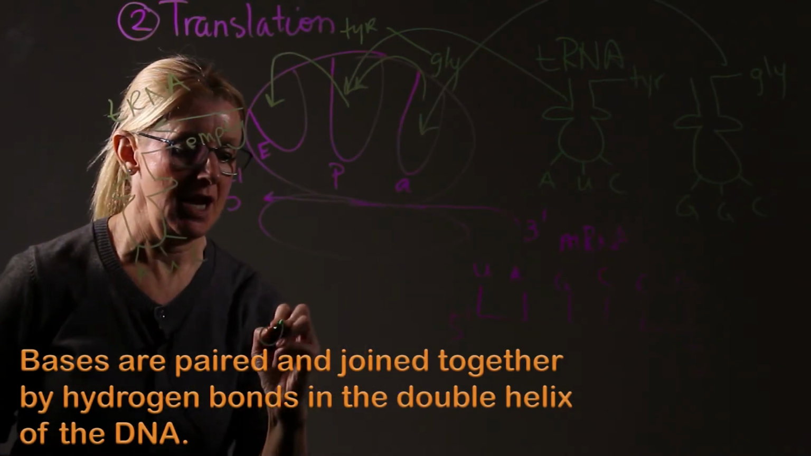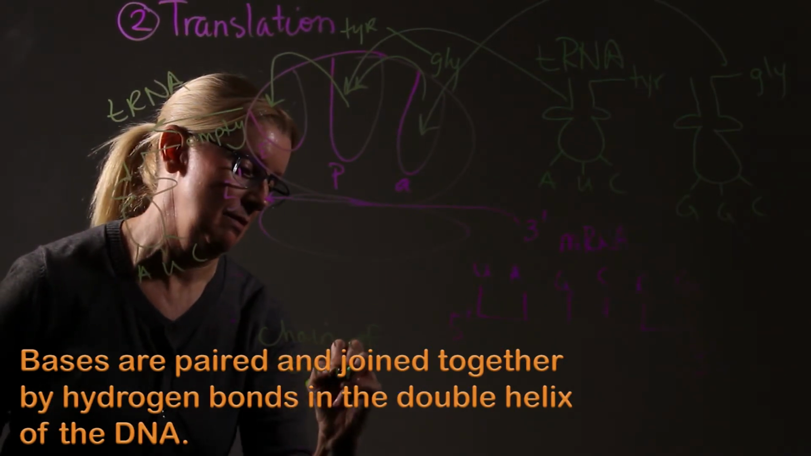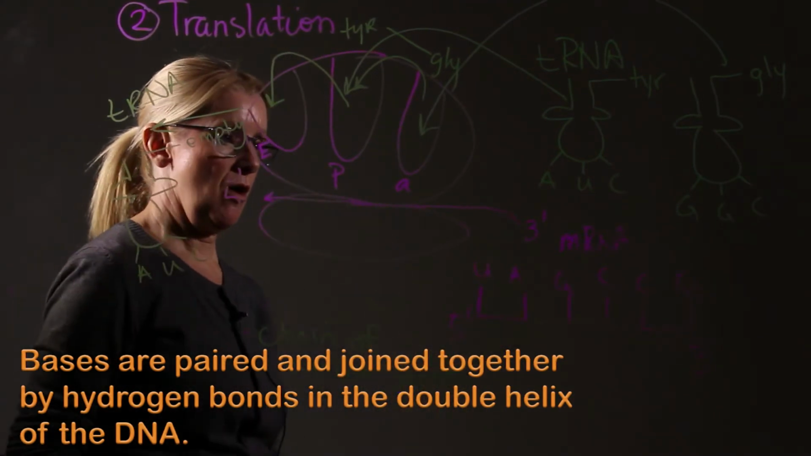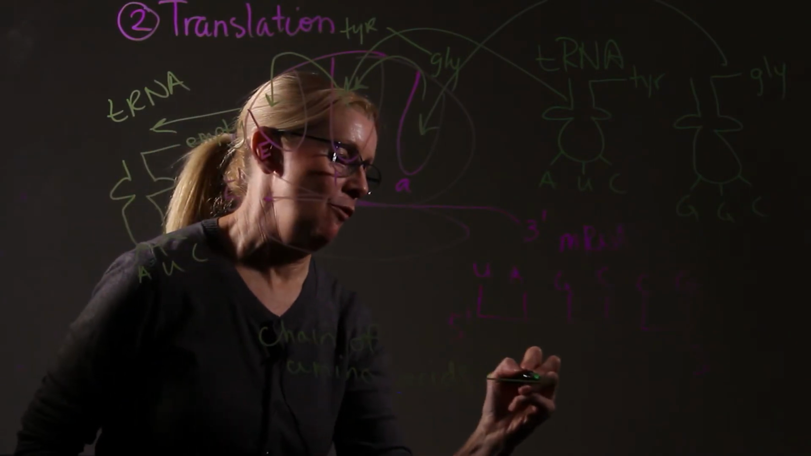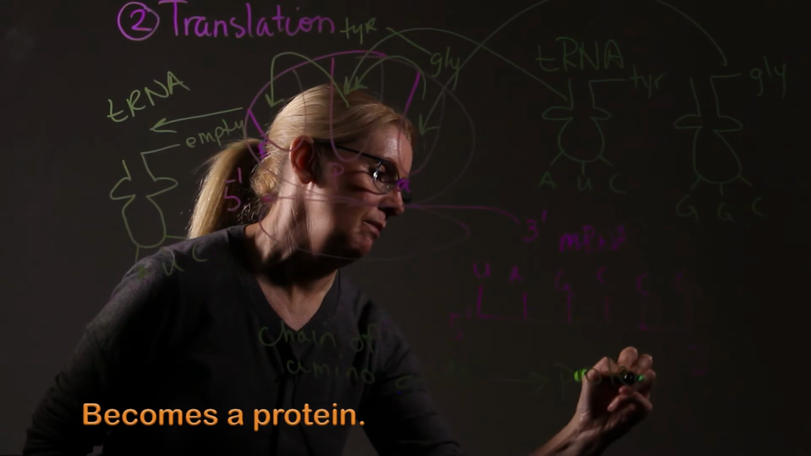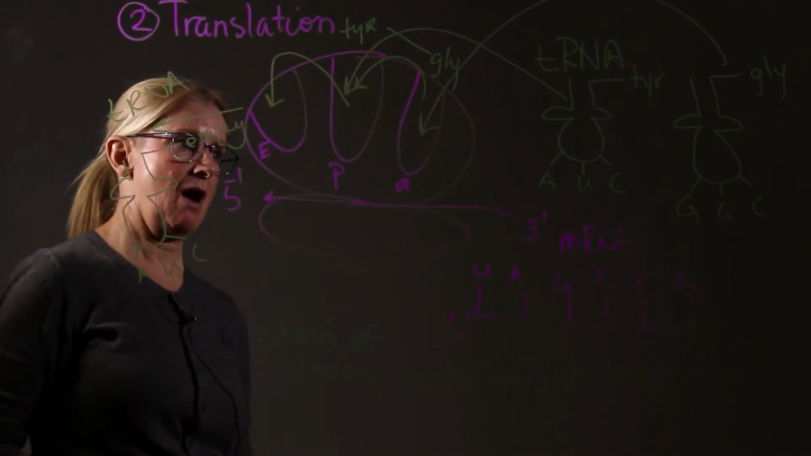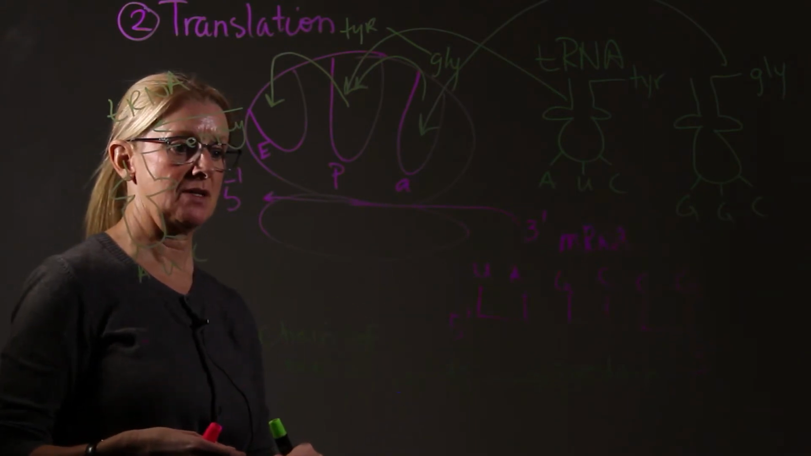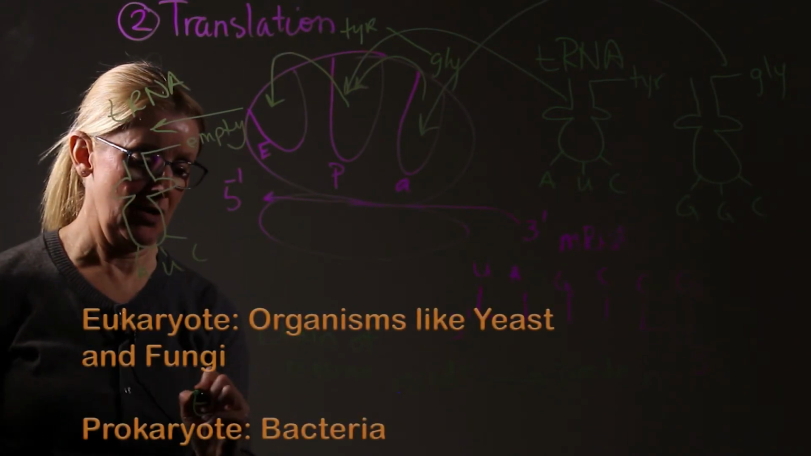And it's this chain of amino acids that, when it's complete, when the entire mRNA transcript has gone through, will fold and form hydrogen bonds to become a protein. And so that in a nutshell is what happens really at that ribosome with the tRNA, mRNA, and the ribosome.